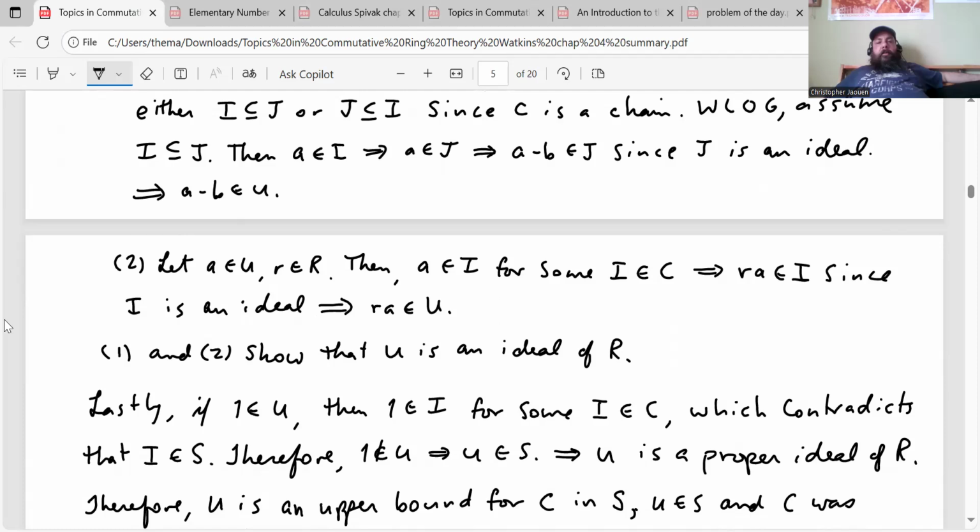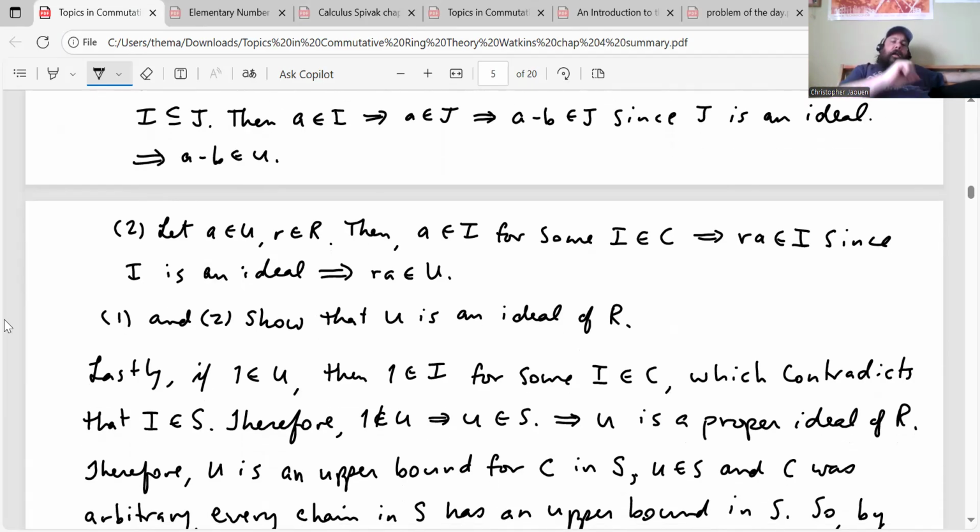Property two: it has to absorb multiplication from the bigger ring. Remember, that's the second property of an ideal. Let a be in U and r in R. Then a is an element of I for some I in C, which implies that ra is an element of I since I is an ideal, which implies that ra is an element of U since I is a subset of U. All right, and one and two taken together show that U is an ideal of R. So now we just have to make sure that U is a proper ideal of R, and then Zorn's lemma will give us what we want.